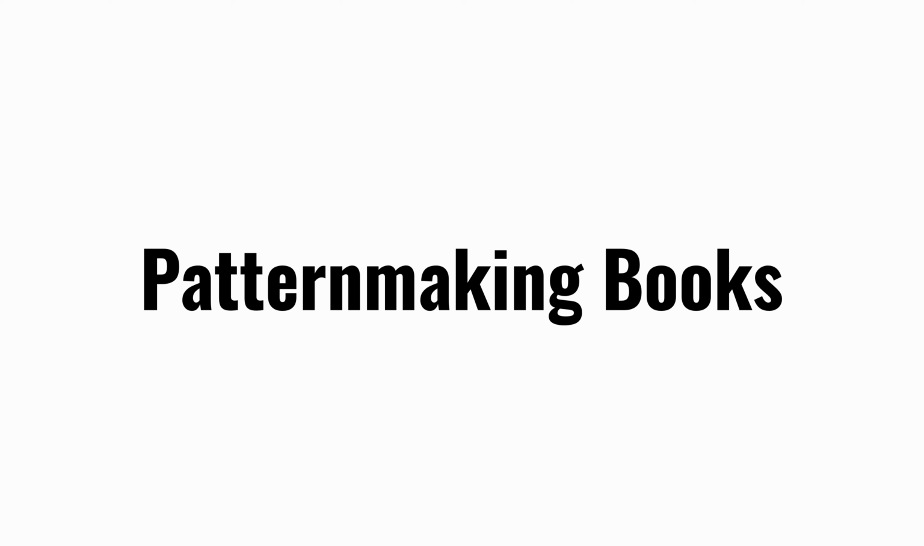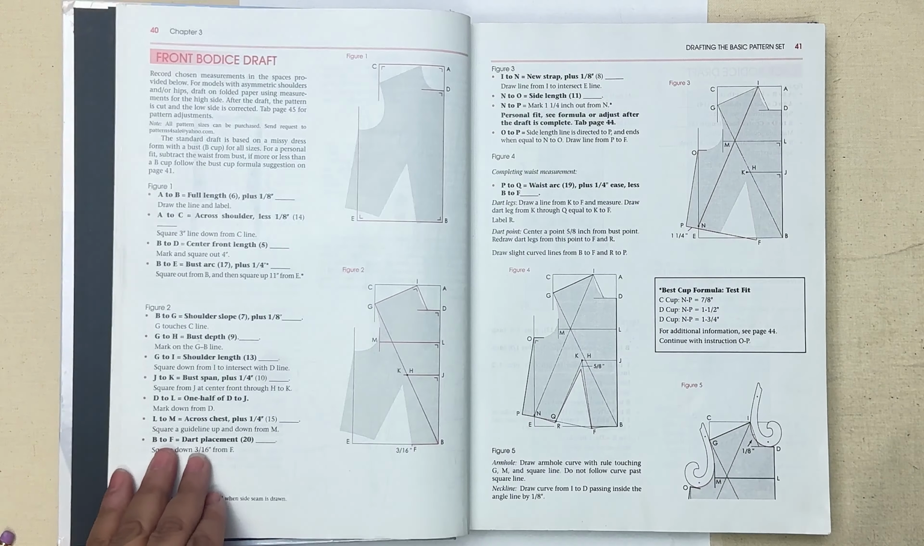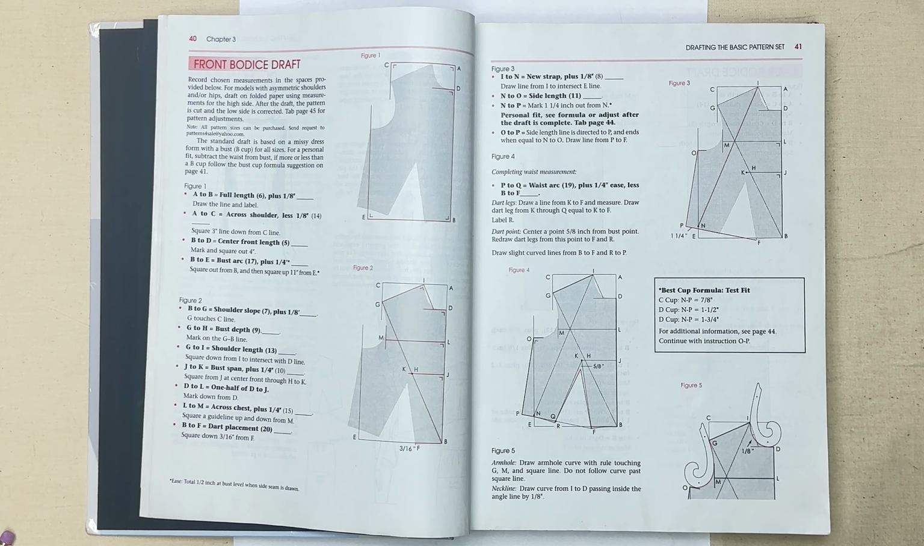Next up is pattern making books. This is Pattern Making for Fashion Design by Helen Joseph Armstrong. I have a few things to say about this book. First, this is the best book out of all books. The only thing that's not good is when you want to draft a bodice with your own measurements.